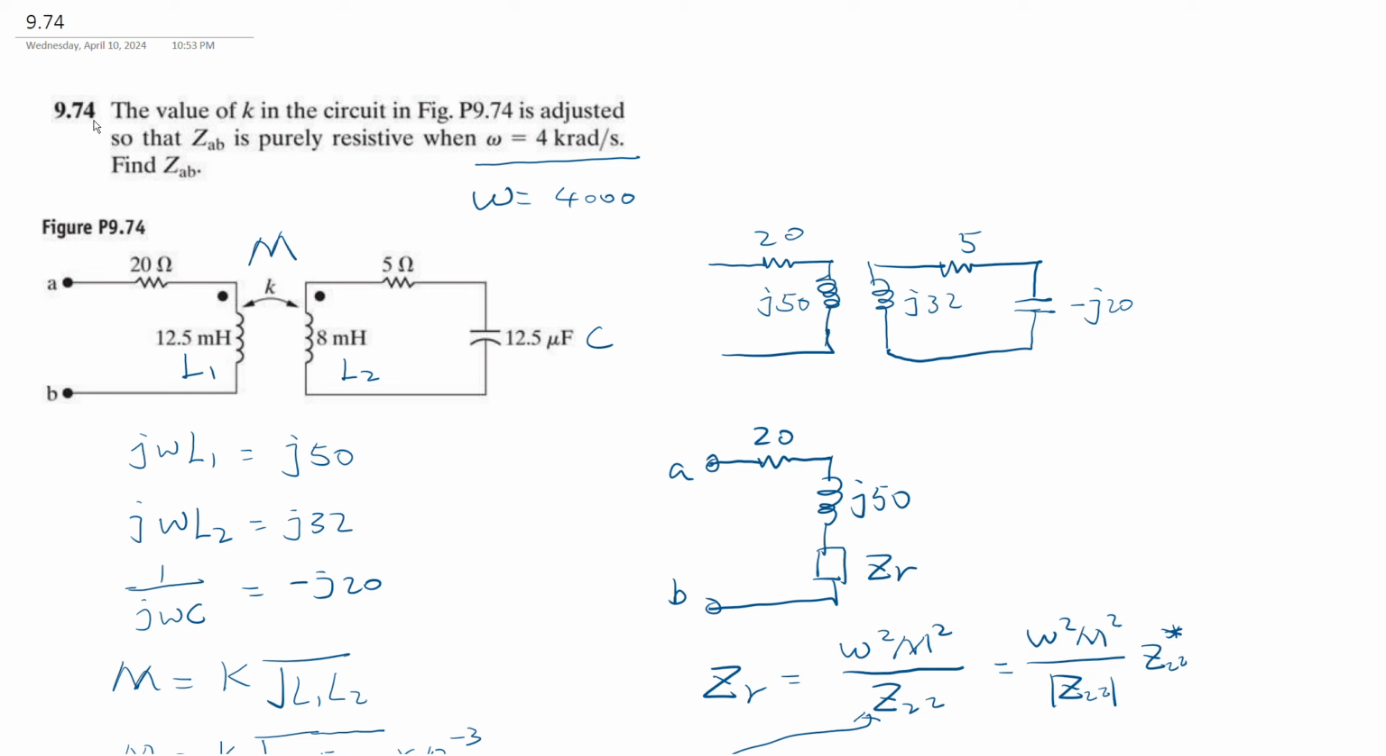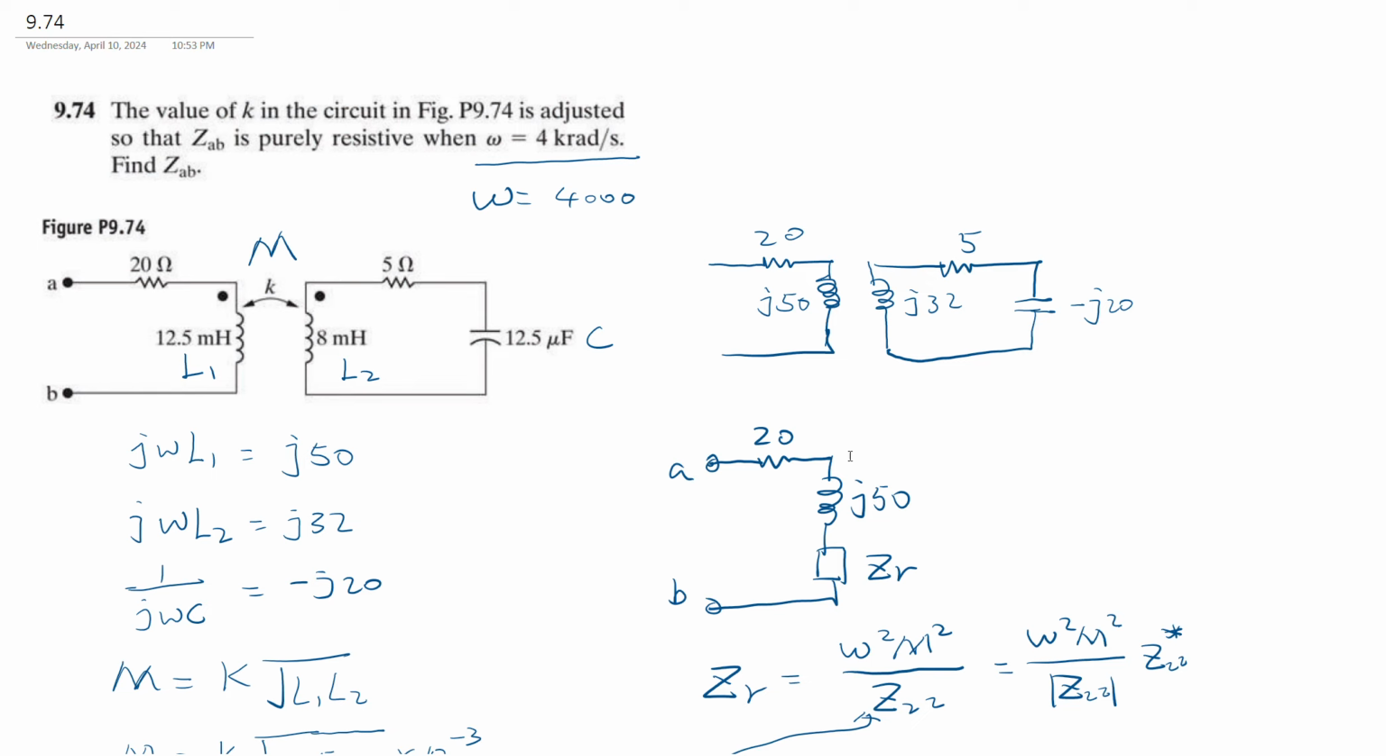All right, let's look at this 9.74. So for this circuit, there is a K, and we don't know how much that is. So we can find this K so that ZAB is purely resistive when omega is 4,000 radians per second. Find ZAB. Okay, so the idea to find ZAB is the impedance looking from AB to the right-hand side.